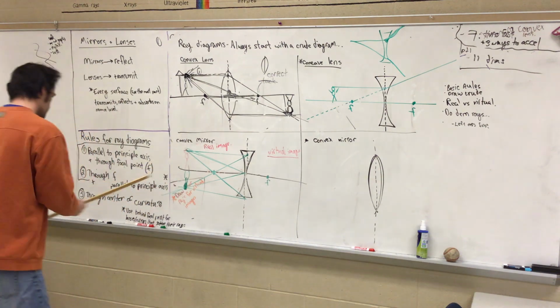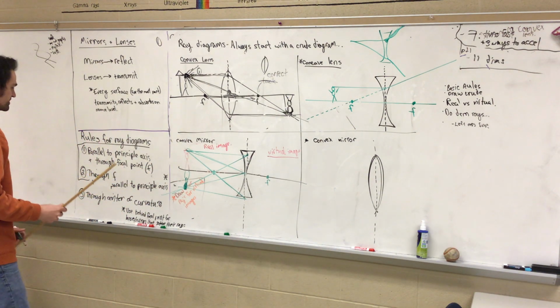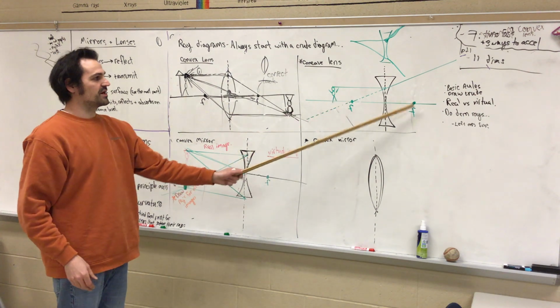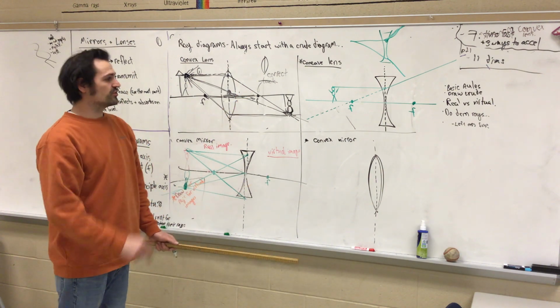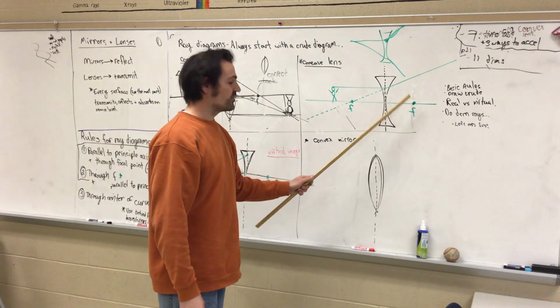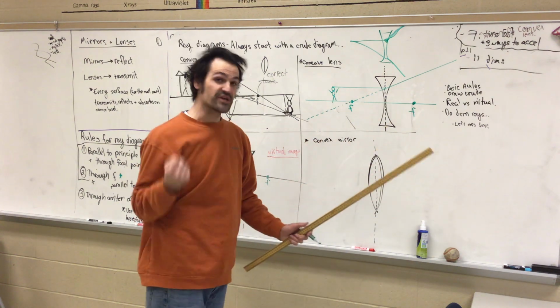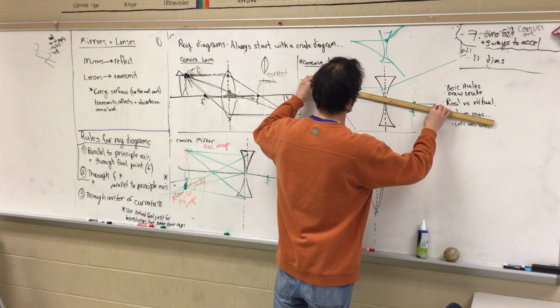Rule number 2: through the focal point and parallel to the principal axis. But the question is, which focal point am I going to use? For rule number 2, use the behind focal point if and only if the actual rays are scattering, which they are. So we're going to use the behind focal point for rule number 2.